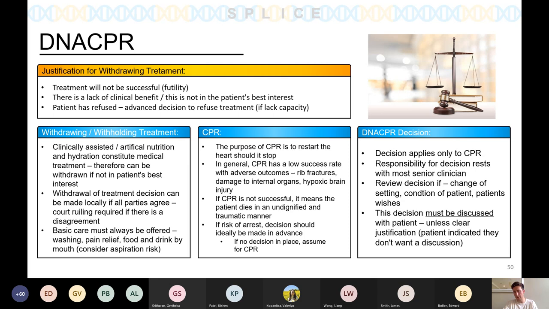Basically, recent legal cases have dictated that this decision must be discussed with the patient unless there's a clear justification not to discuss it. For instance, the patient has said that they don't want to talk about it. And it should be made clear that the discussion and the decision is solely about CPR, so all other treatments and care will continue. The decision will be made and signed by the most senior clinician, and it is a medical decision ultimately as to whether the treatment of CPR will be of medical benefit to the patient. But like we touched on, it should be discussed with the patient and their family to try and see what their views are and essentially reach a decision together about what the best approach is.